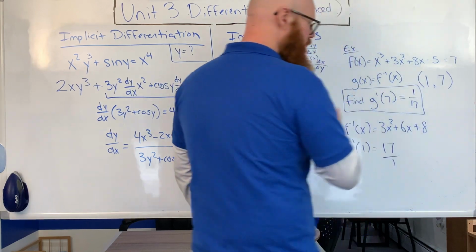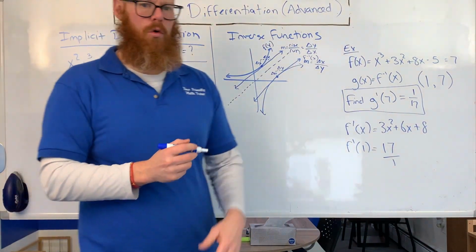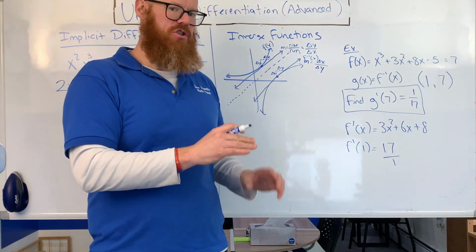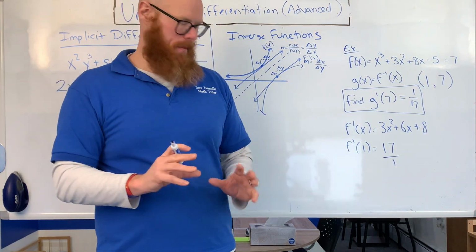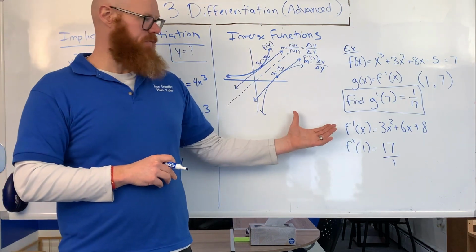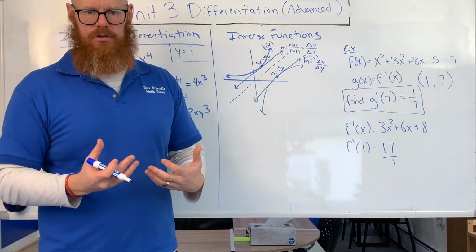This is not to be confused with the normal line or perpendicular line, where you take the opposite reciprocal. For these, you're just taking the reciprocal, right? So that is how we deal with derivatives of inverse functions, okay?